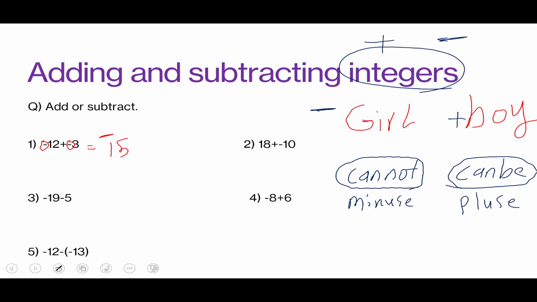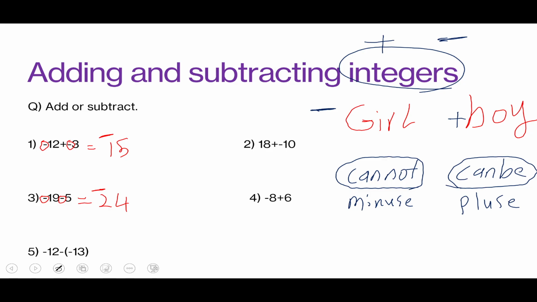So there are two negatives, 1, 2. So the girls can be friends. Yes, we say that the girls can be friends. They will not fight together. They will not fight each other. So they don't have any problem. They can be friends. So it's going to be 24. What are the signs? Negative. So it's going to be negative 24.